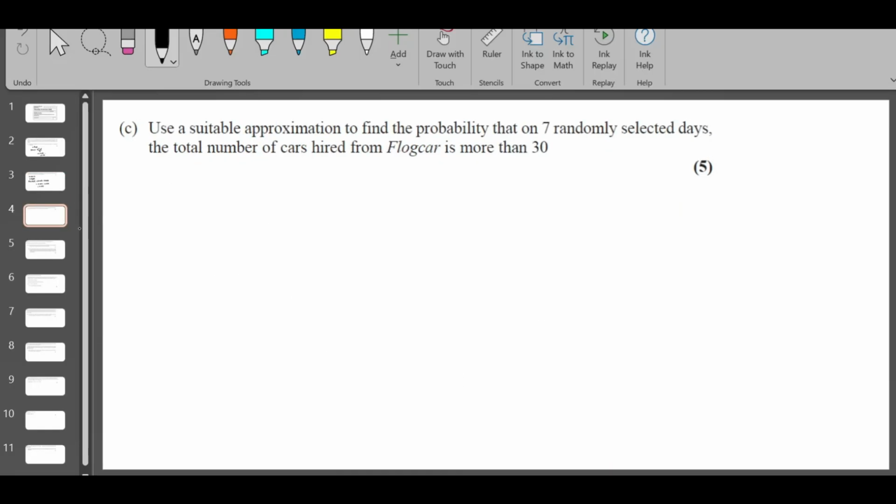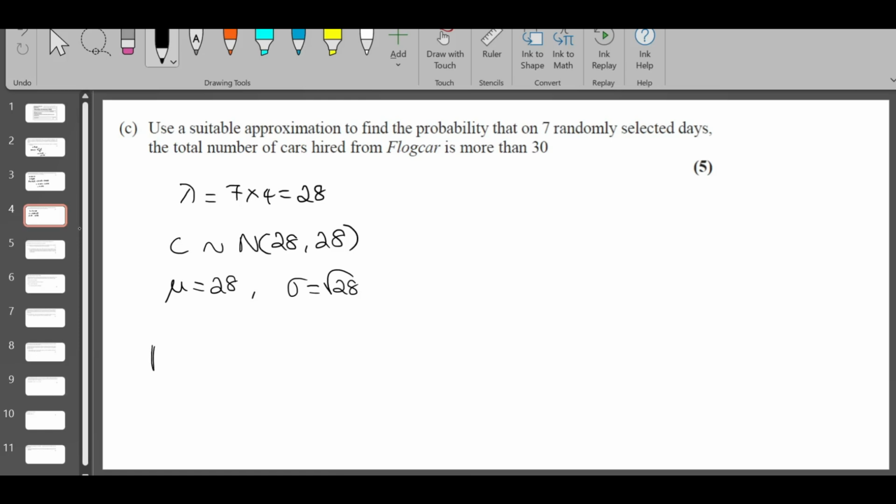Part C now. Use a suitable approximation to find the probability that on 7 randomly selected days the total number of cars hired from Flock Car is more than 30. For 7 days, lambda is 7 times 4, which is 28. For Poisson, we use a normal approximation. So we can write C follows N of lambda, lambda, where mu is 28 and sigma is the square root of 28, and they want us to calculate C is more than 30.